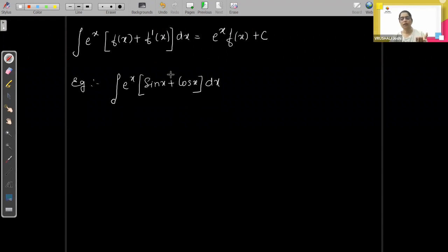What you can take? If you take this as your f of x, then this will be your f dash x. Correct? The derivative of sin x is cos x. So what will you write as the answer? It is e to the power x sin x plus c. Finish. There is no need to solve at all. So why is this happening? This is because we are getting this by using the same product formula.